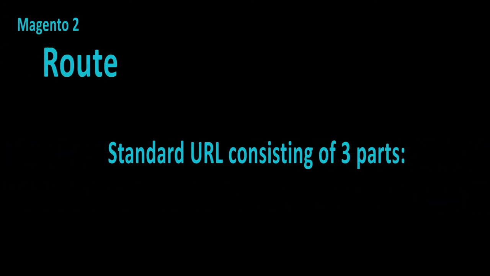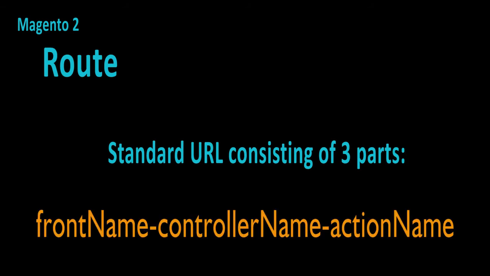A route in Magento 2 is a standard URL that consists of three parts: the front name, the controller name, and the action name. We'll look at how those three parts of a URL correspond to a certain file.